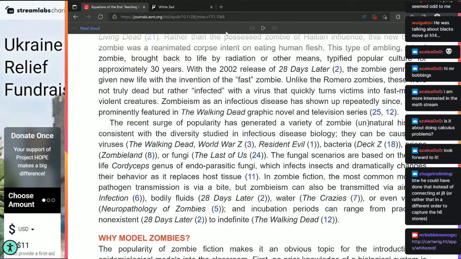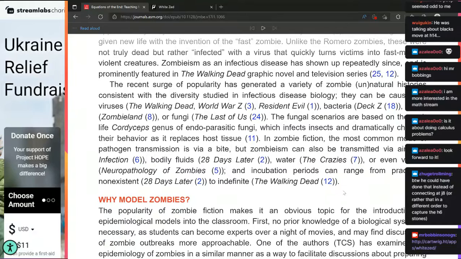or even vectors. What is a vector? And incubation periods can range from practically non existent to indefinite. Oh, we missed a paragraph. The fungal scenarios are based on the real life cordyceps genus of an endoparasitic fungi, which infects insects and dramatically changes their behavior as it replaces host tissue. In zombie fiction, the most common mode of pathogen transmission is bite, but zombieism can also be transmitted via air, body fluids, water, or even vectors, which I don't know what a vector is. And an incubation period can range from practically non existent to indefinite.